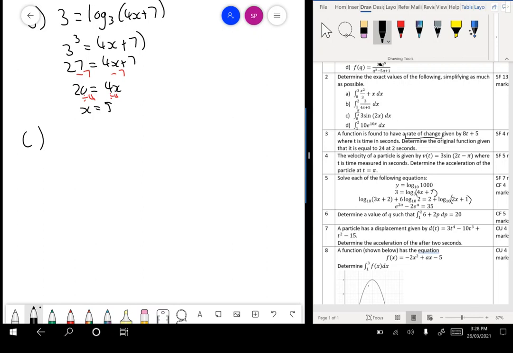So, on the left-hand side, we have log base 10 of 3x plus 2, plus 6 log base 10 of 2, and that is equal to 2 plus log base 10 of 2x plus 1.